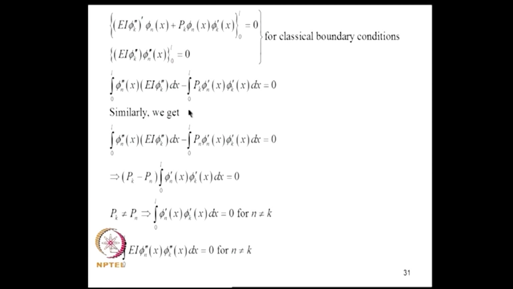Similarly, by multiplying the first equation by phi k and integrating with respect to x and carrying out the integration by parts twice, I get a similar equation where the subscripts n and k are reversed. So, we get this. If I subtract these two equations, I get Pk minus Pn into this equal to 0, and if I assume that Pk is not equal to Pn, this integral 0 to L phi n prime x phi k prime x dx equal to 0 for n not equal to k, and consequently using any one of these equations we can show that the integral of EI phi n double prime of x and phi k double prime of x dx is 0 for n not equal to k.